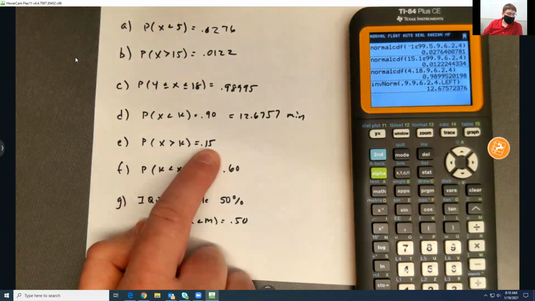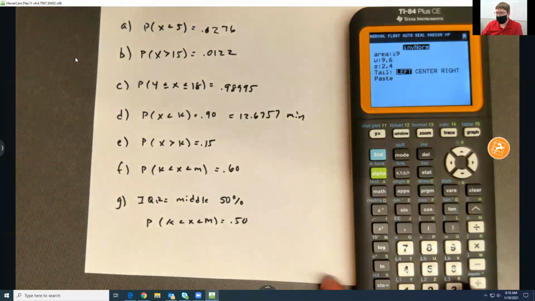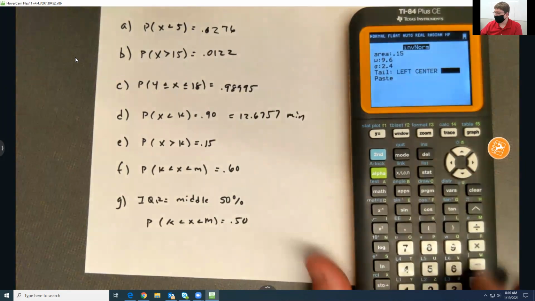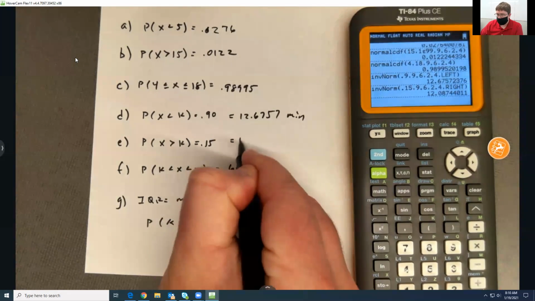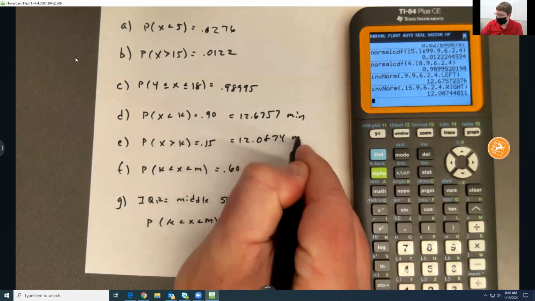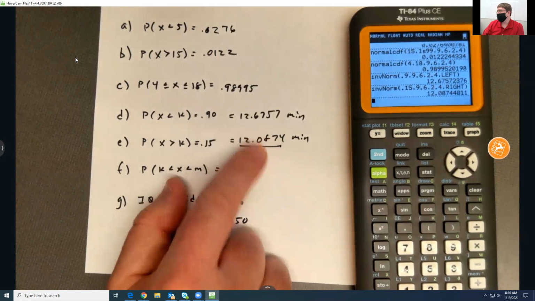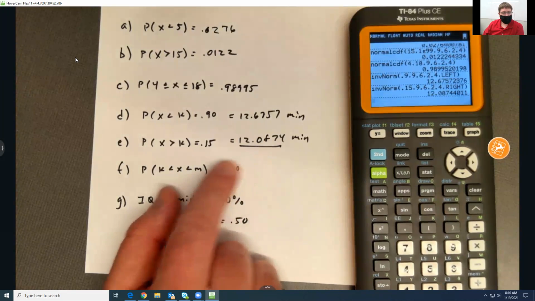All right, what about the top 15%? Like it says on letter E, to have 15% of calls longer than it. So again, second VARs, option 3, type in your area as 0.15, and now switch it, you want to go to the right. So I would have 12.0874 minutes. That would be the number I would want to be at 15% or higher, the top 15%. All right, we okay with these? Hopefully. All right, if not tomorrow, because we're getting short on time here, then let me know.